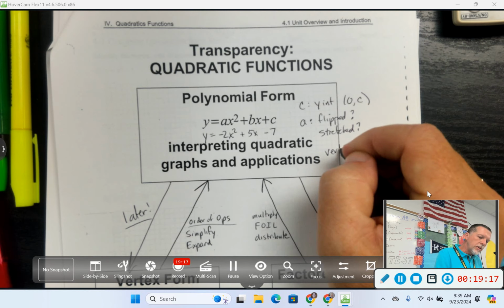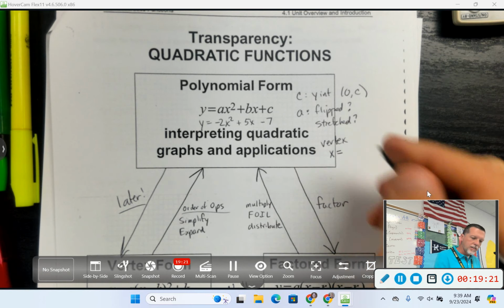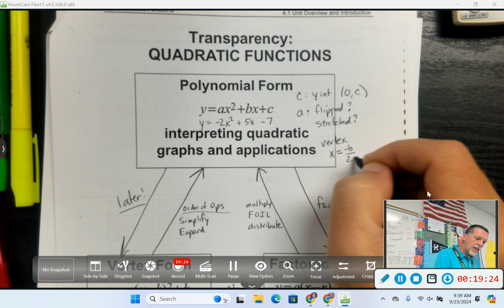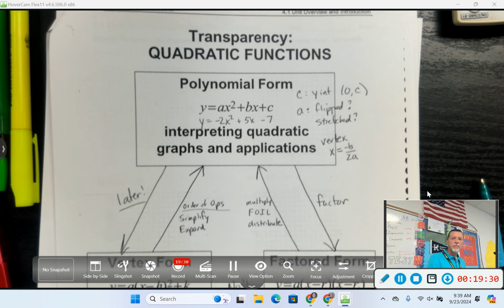And then what we don't know yet, what we'll talk about later, is that the x-coordinate of the vertex is negative b over 2a. That's not really for now, but later.